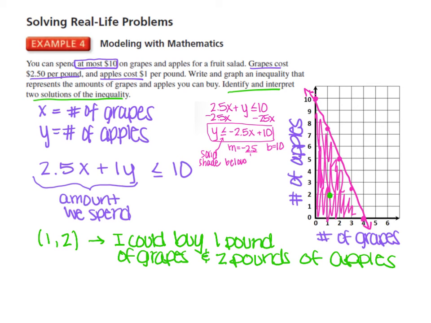Or another, because it asked me for two different solutions, another point that would work. Well, I could have anything under there, but since the line is a solid line, I also could have anything on the line. So how about this point right here? Right? I could buy 2 pounds of grapes and 5 pounds of apples. Right? And in that case, again, we could pick any point that seems to make that inequality true.